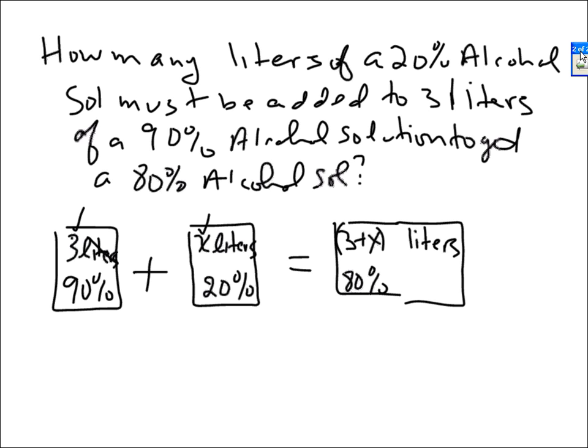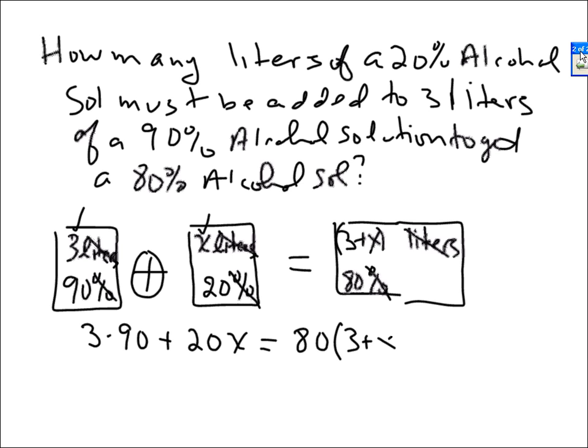Now, since the units are all the same for the top numbers, and the units in the bottom are the same, the percentages, we could cross them out. Now we multiply the numbers inside the boxes. 3 times 90 plus X times 20, or 20X, and this is 80 times 3 plus X.